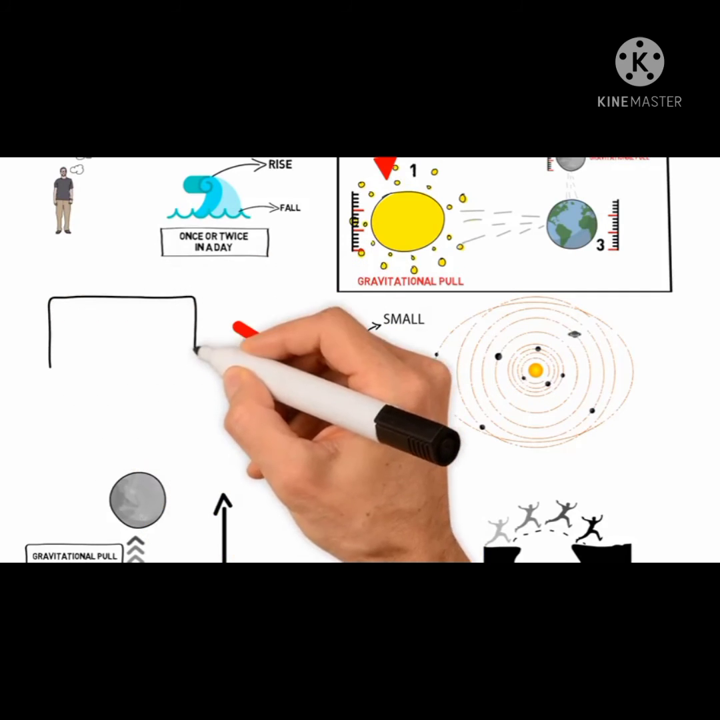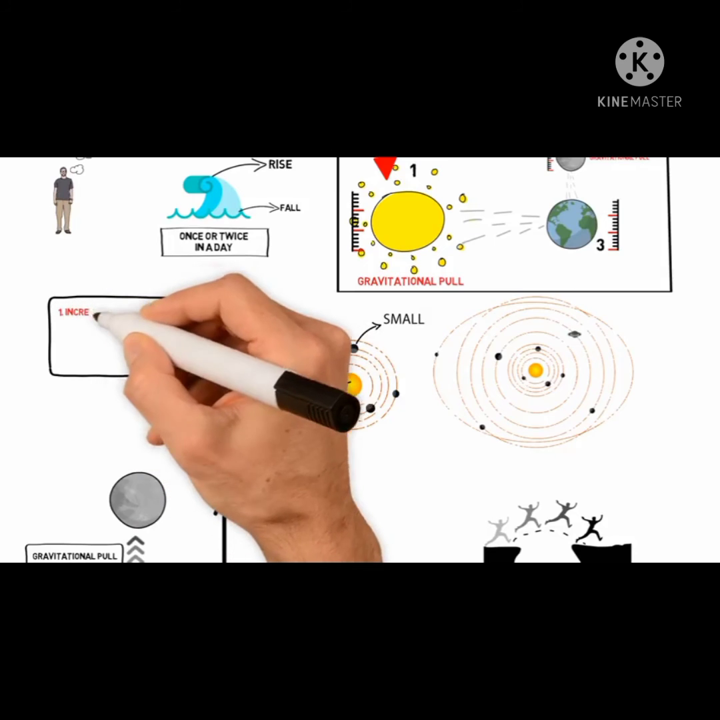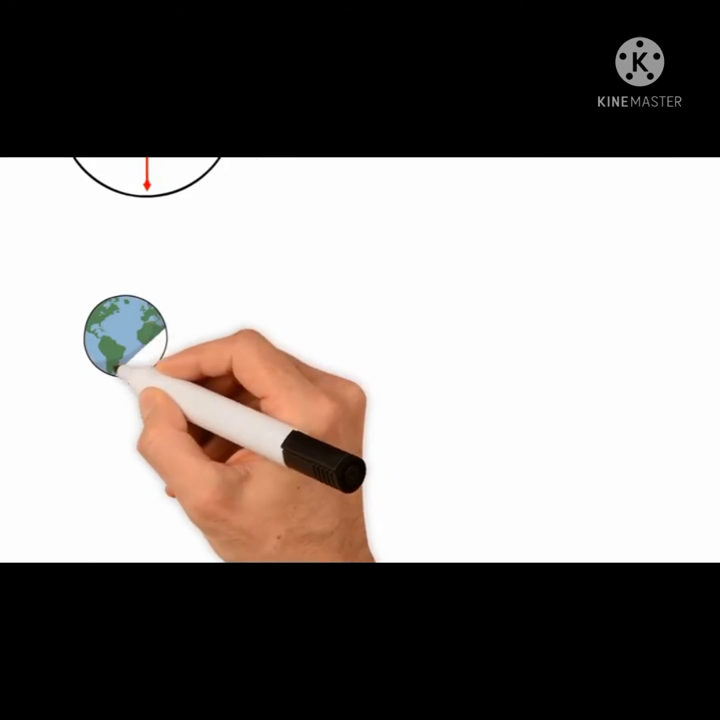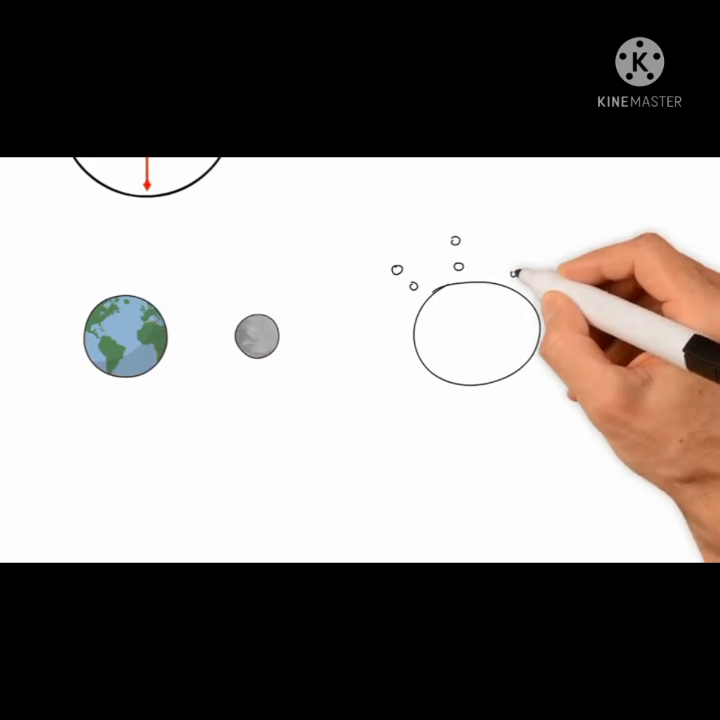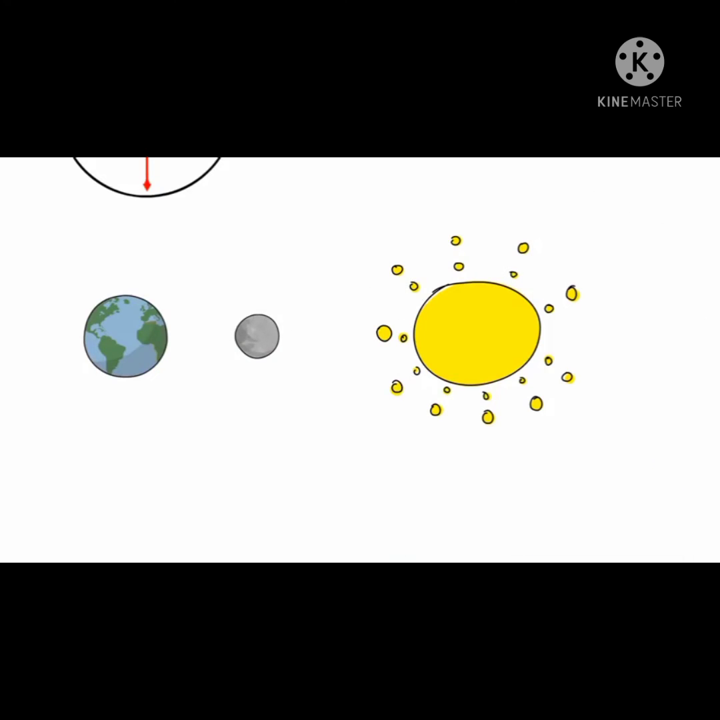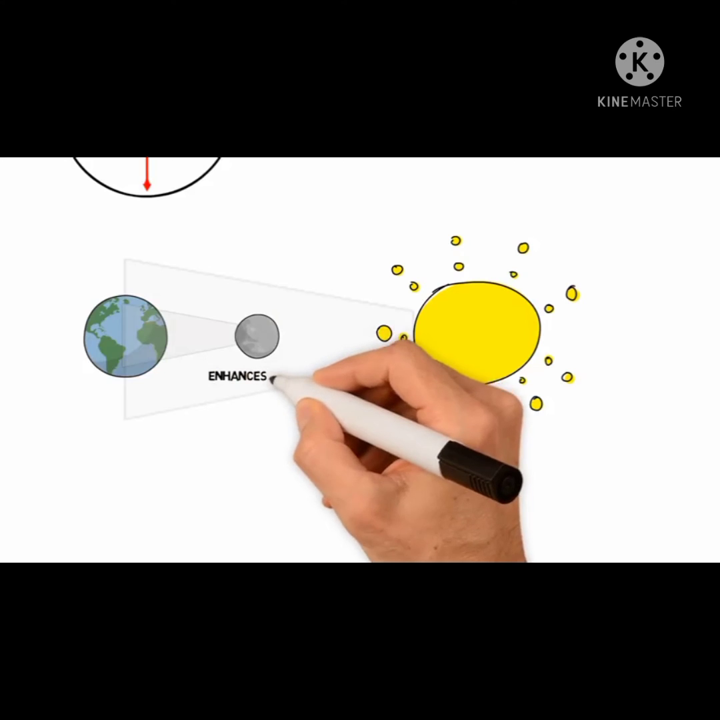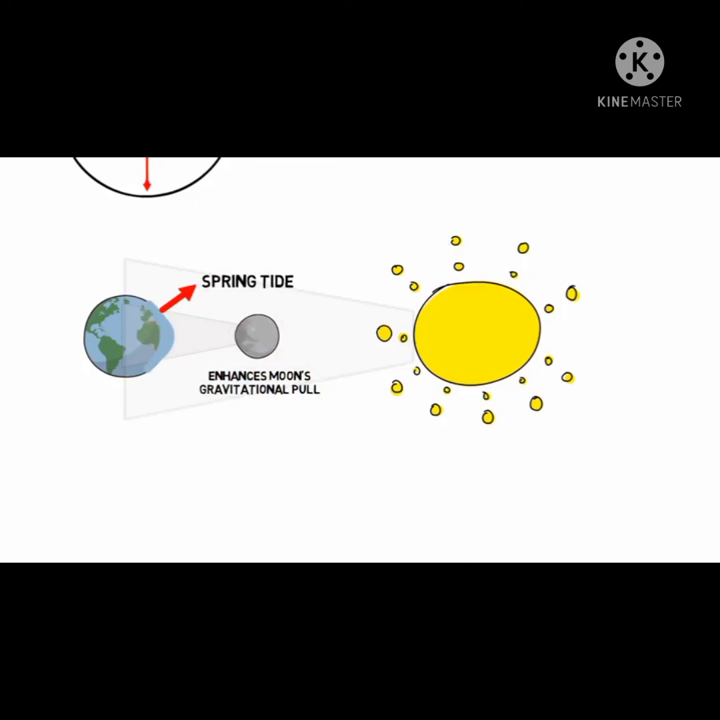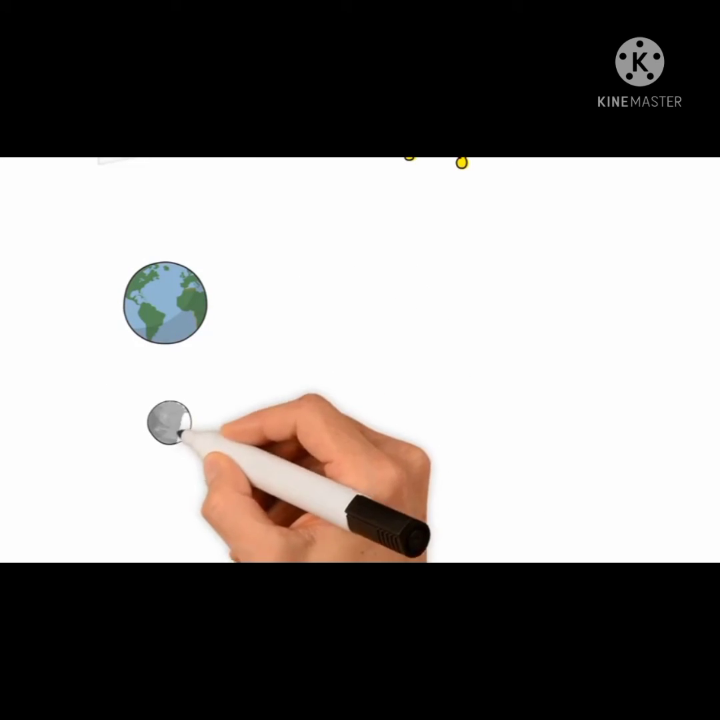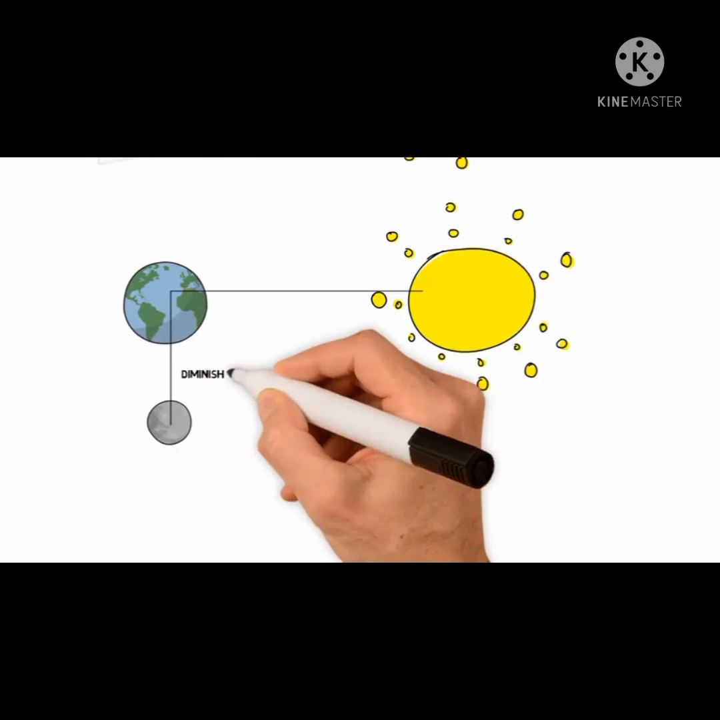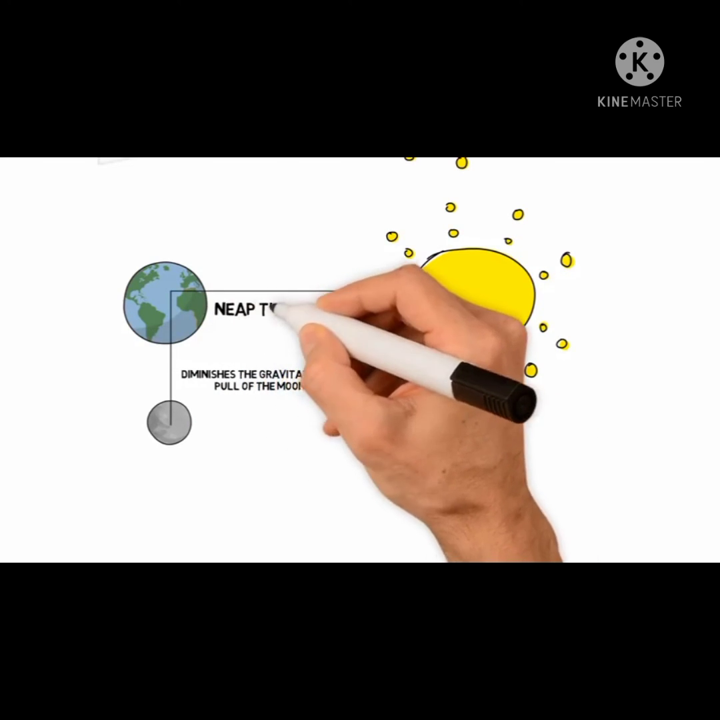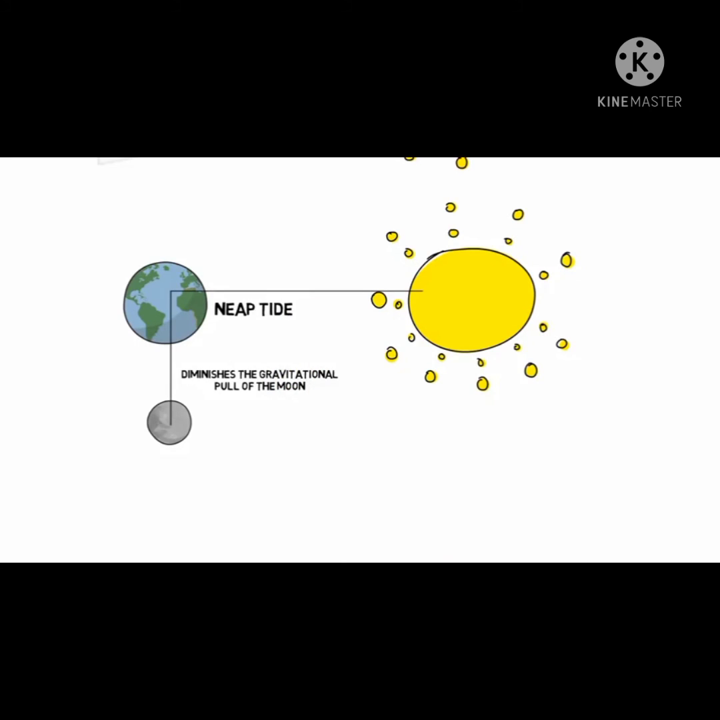However, the sun's gravitational pull can do two things. Either it will increase the moon's gravitational pull on Earth, or it will diminish the moon's gravitational pull on Earth. When the Earth, the moon and the sun are in a straight line, the sun is behind the moon. Therefore, it enhances the moon's gravitational pull, and that creates much higher tides. They are called spring tides. But when the sun and the moon are at right angle, the sun diminishes the gravitational pull of the moon on Earth, and that creates low tides. They are called neap tides. So this is how tides are formed.